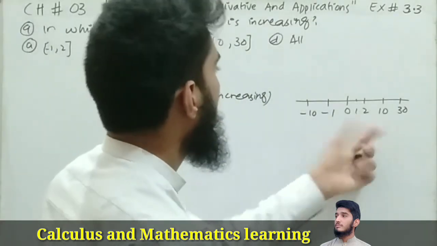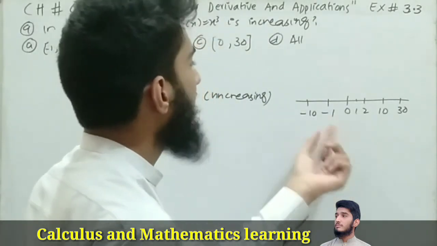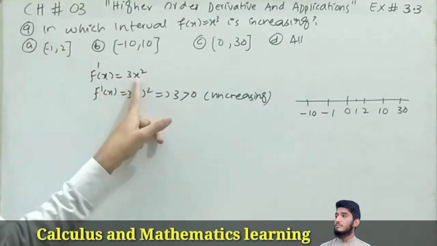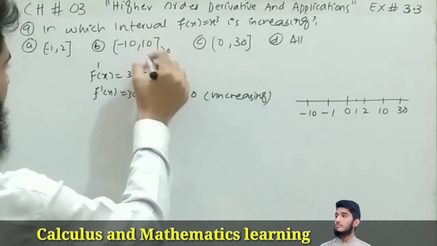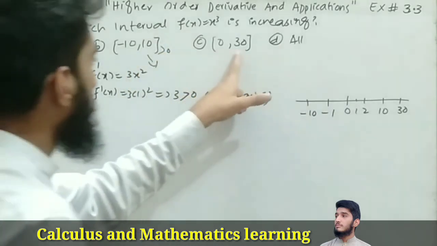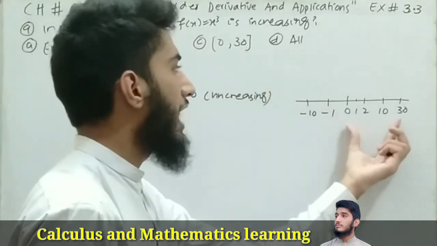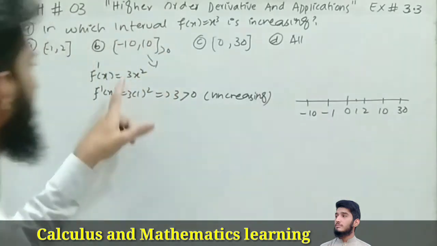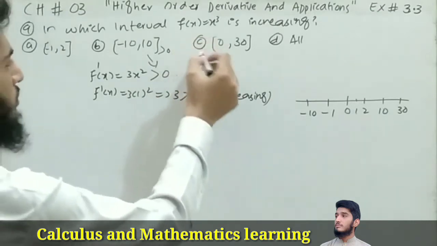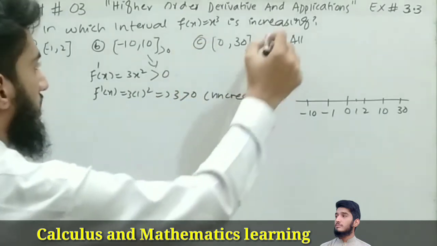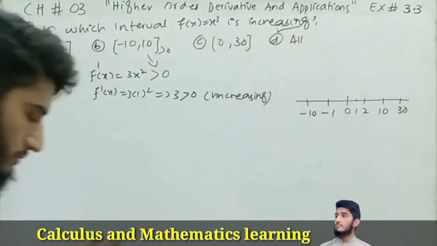Minus 10 to 10, if I take any number, either positive or negative, here it is square, so it will make that number positive. So this is also greater than 0, so this is also an increasing function. And for the interval 0 to 30, all the numbers are positive. So by putting any positive number over here, it will again give a positive number greater than 0. It means that all options are increasing in their intervals. So the correct option will be option number D.